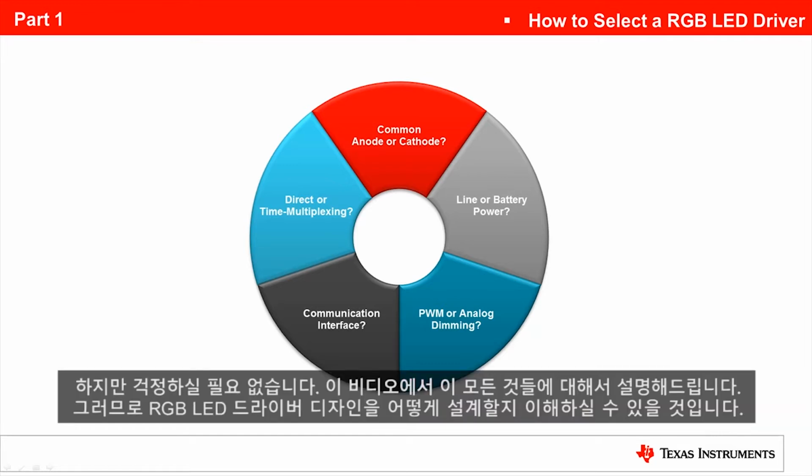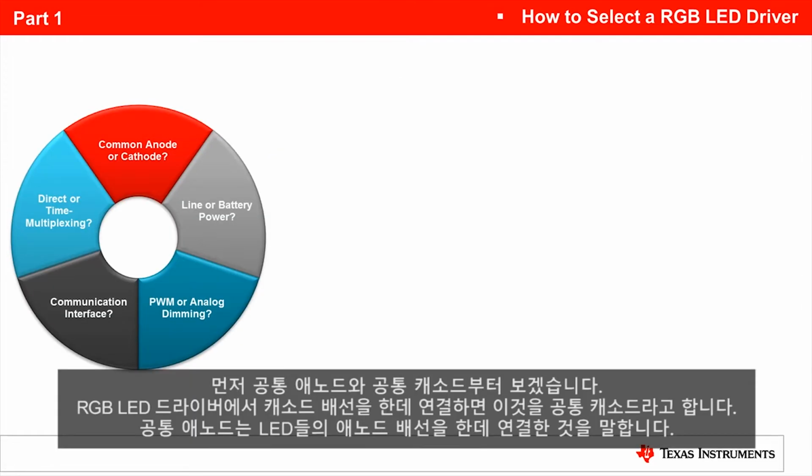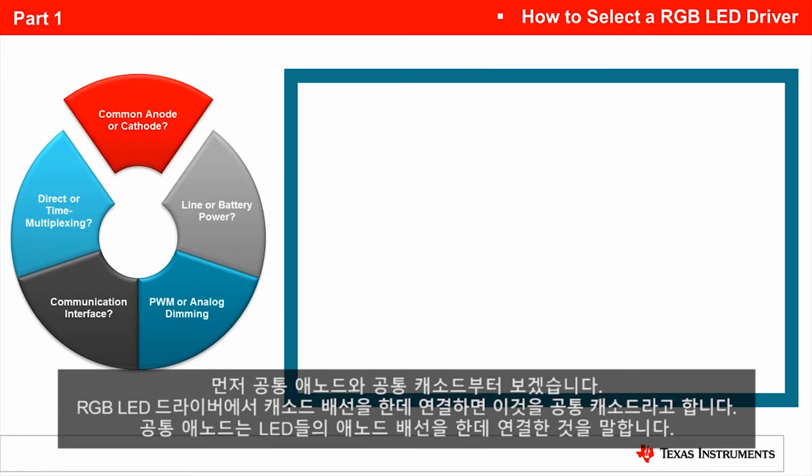Don't worry if you don't have all the answers to these questions, because this training module will help you clarify all of the details and help you build basic knowledge of an RGB LED driver design. Let's start with the common anode and common cathode.